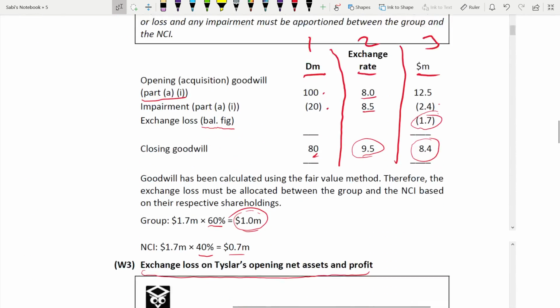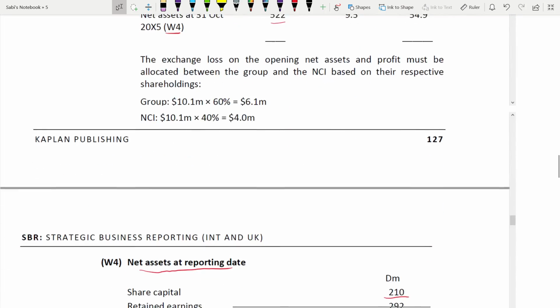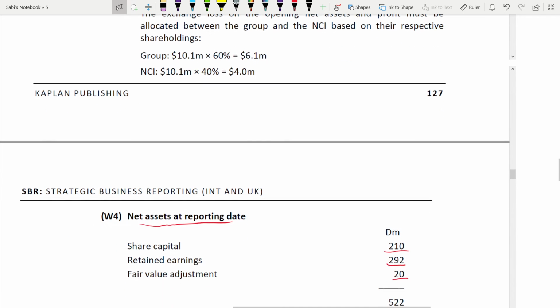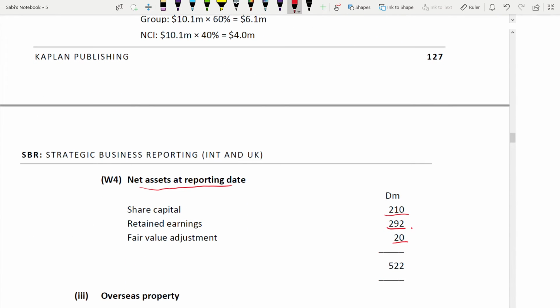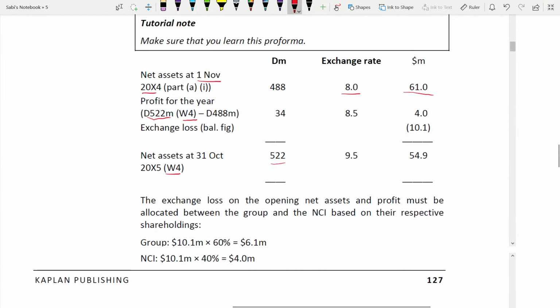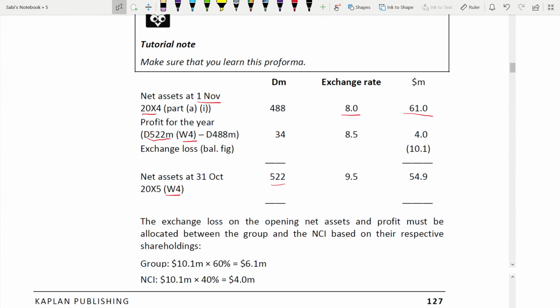To calculate the closing net assets, because closing net assets will take the retained earnings post acquisition. Okay, not at the date of acquisition, post acquisition. That's why we are taking the retained earnings 292. I hope now it makes sense. So this is the closing net asset, 522. So profit is this 522 minus 48. Even this is a balancing figure, you could say 34. Okay, the difference.